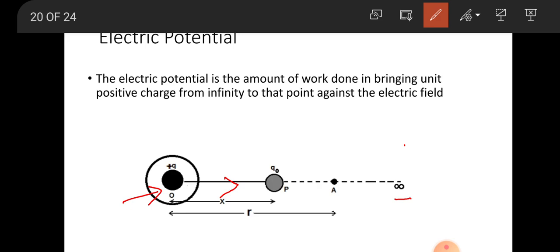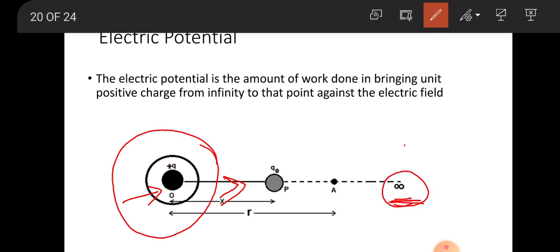Actually, everywhere in the circumference of the charge it is creating the electric field, but for our convenience we are considering this as the direction of the electric field because we have placed our charge at infinity. Now what we want is to bring this charge which is at infinity to point P. Whatever work done is required, that is against this electric field.